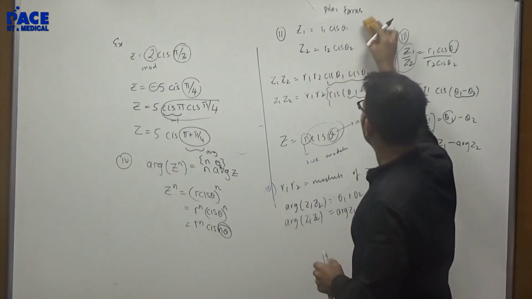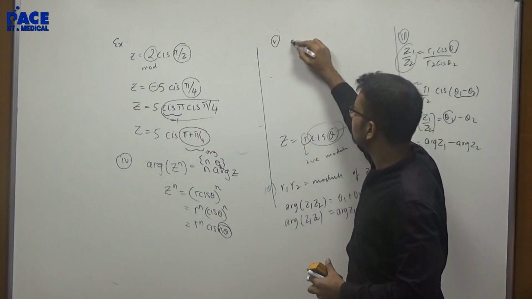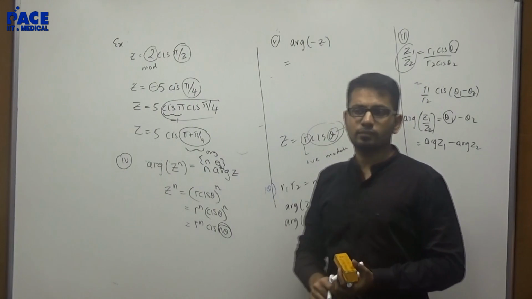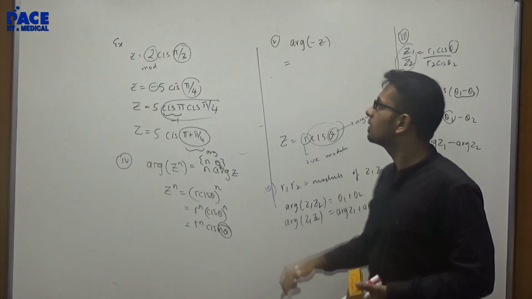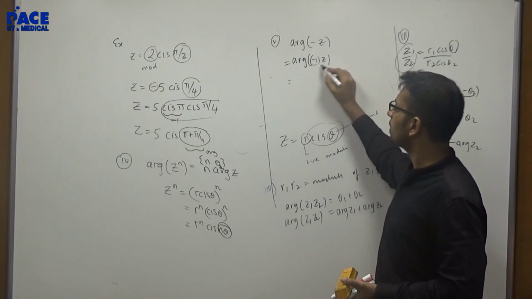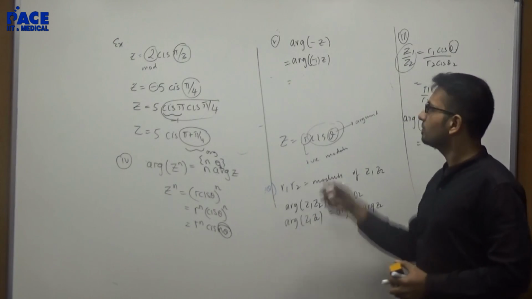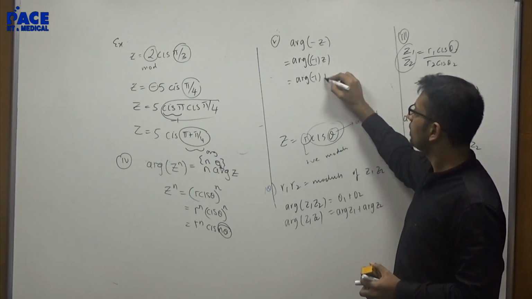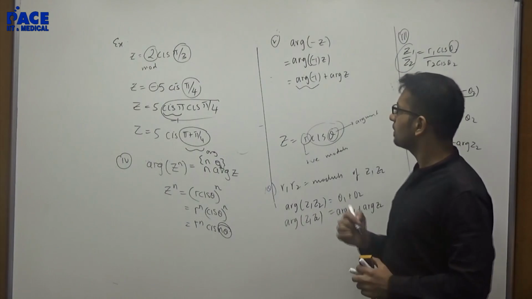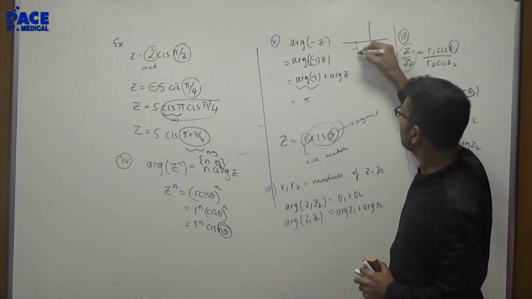Then, the most simple properties, like if you ask me what is the argument of minus z, what will it be? Argument of minus z. So you can write this as argument of minus 1 into z. Now it is a product, so what do I do? Use it like log. So it becomes argument of minus 1 plus argument of z. Argument of minus 1 you can take as pi. Actually, where does minus 1 lie? It lies here, right?